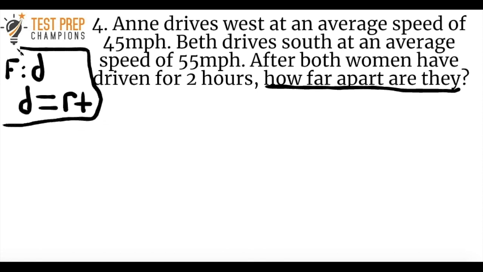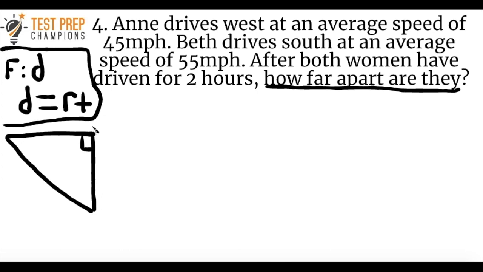Now we also want to be aware of the paths that they're both taking. We know that Anne is driving west. So let's map out Anne's path here. Let's say this is her starting point and she goes west, which would be this direction. Then Beth, if she starts at the same point, is going to go south. So what are we forming here? Hopefully you see that we're forming a 90-degree angle. So this actually makes a right triangle.